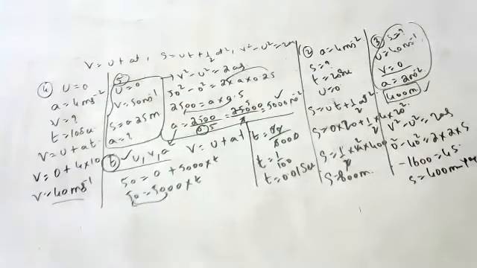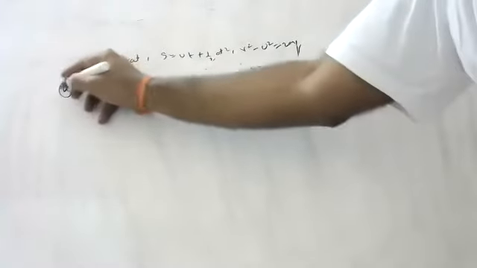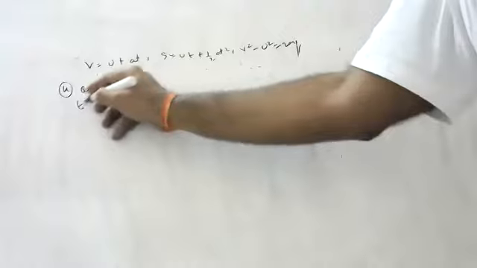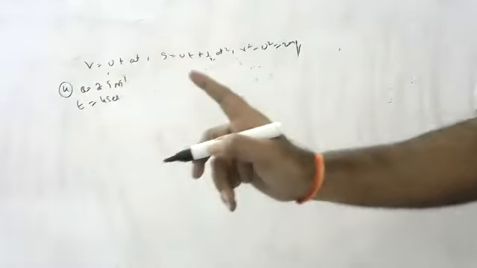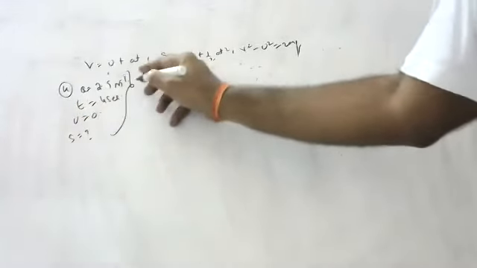Next, Yashasvi, are you there? A girl is running at an acceleration of 2.5 meters per second square for the first 4 seconds. How far does she travel in this time? Can you tell which formula we will use?